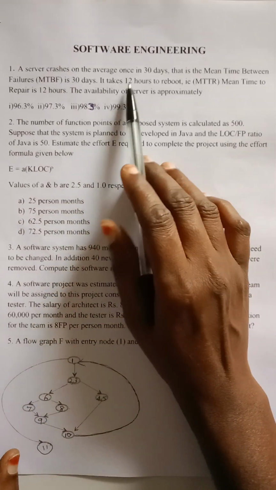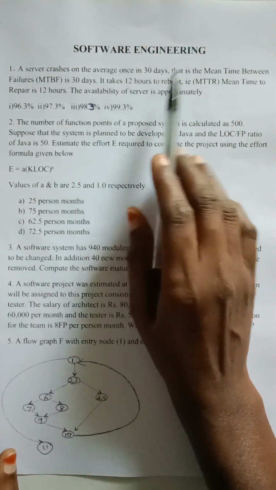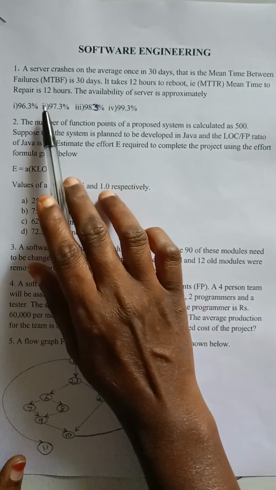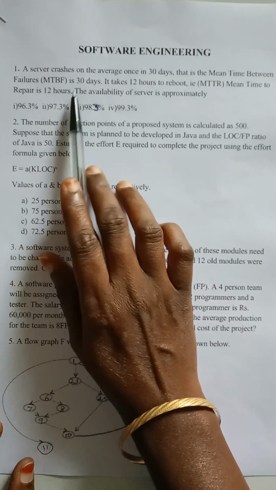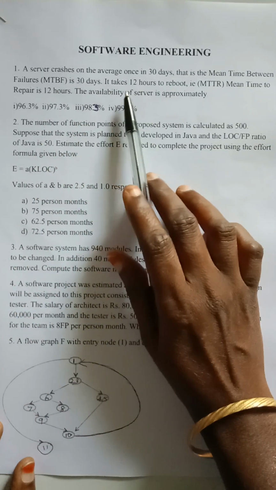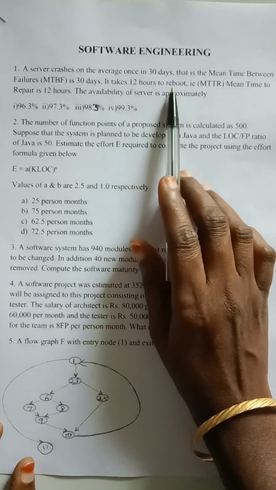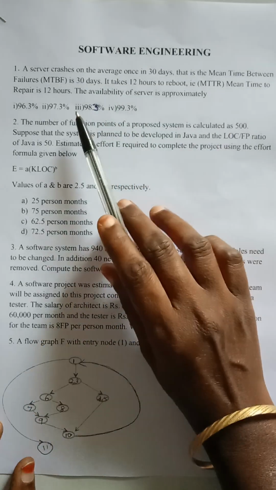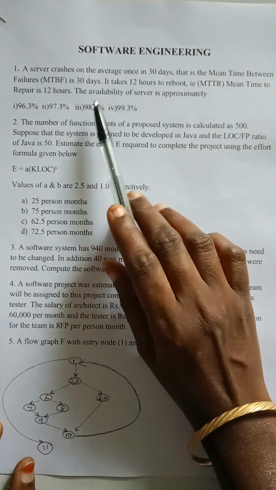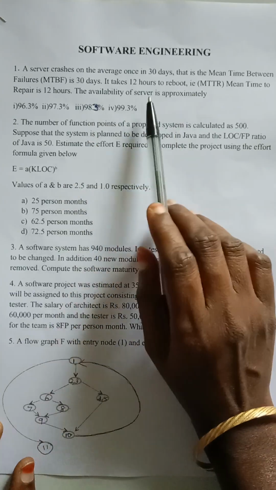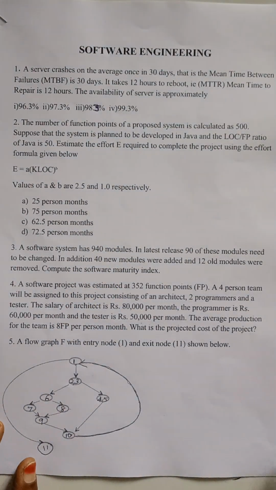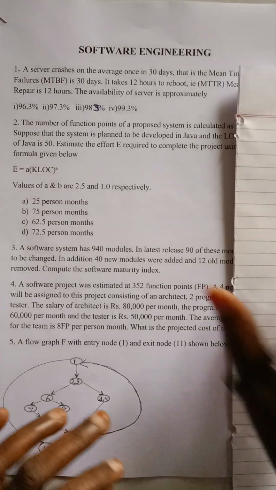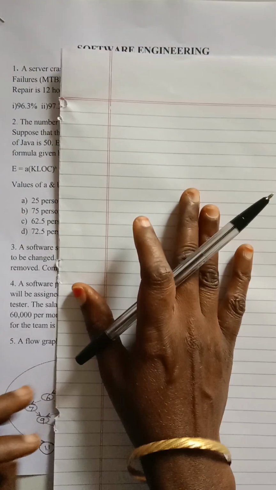A server crashes on an average once in 30 days, that is the mean time between failures, MTBF for short. Okay, mean time between failures is 30 days. It takes 12 hours to reboot, that is mean time to repair, that is 12 hours. The availability of the server is approximately. So the options are given. So this is a formula. Okay, so here what is the formula?